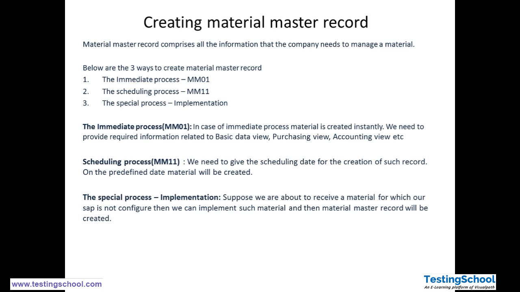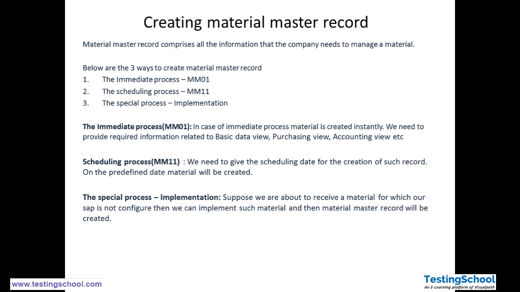Special process: suppose you want to procure or process a material that your SAP MM does not support. In that case you go for implementation. You can implement it and you can plan that material procurement.